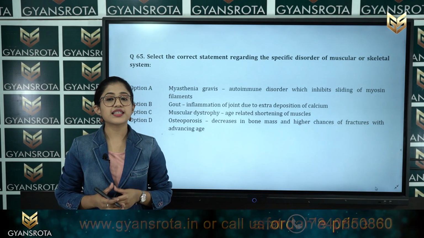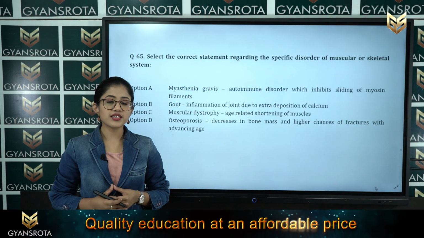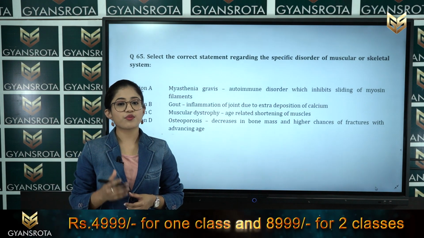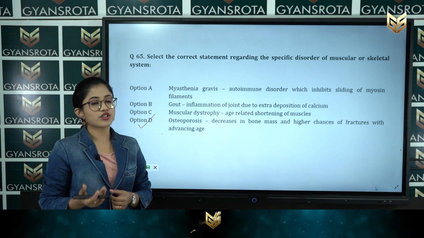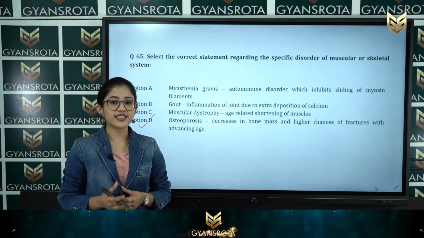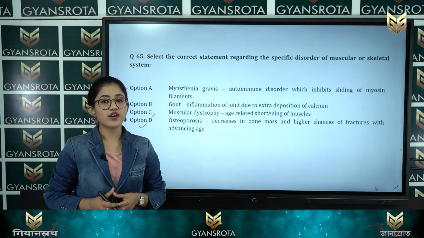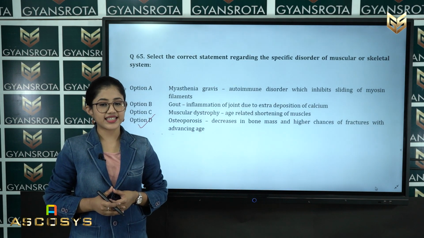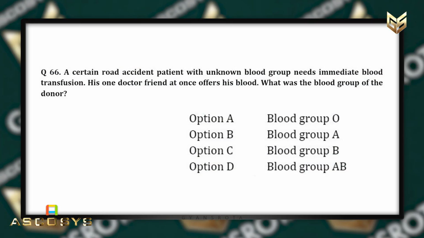So, we have got in the chapter Locomotion and Movement about different types of disorders. So, what is the correct statement? The correct statement is option number D, which is osteoporosis. Osteoporosis is a age-related disorder and it decreases the bone mass and higher chances of fractures are there in the old people. So, this is the correct answer. Now, let us see the next question, that is question number 66.